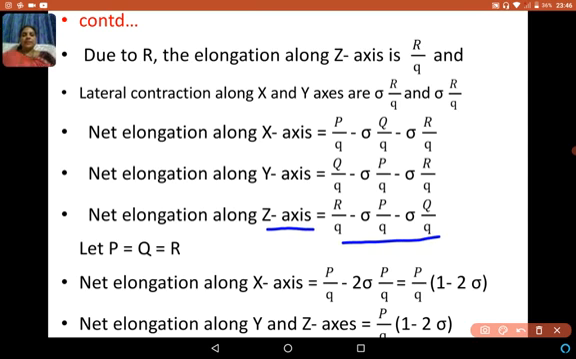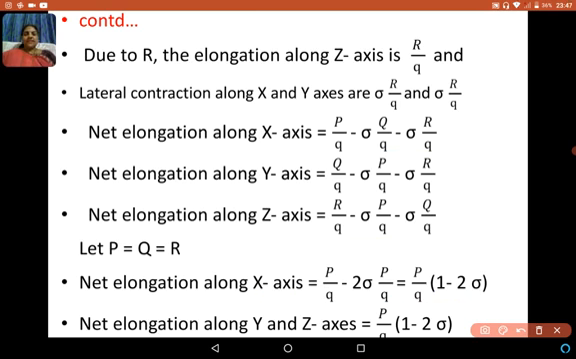Here we assume that all the forces are equal, that is, P is equal to Q is equal to R. Then for the net elongation along the x-axis, in this equation we substitute P equal to Q equal to R. Therefore, the net elongation along the x-axis is P by Q minus sigma P by Q, and P by Q is common. The remaining is 1 minus 2 sigma.